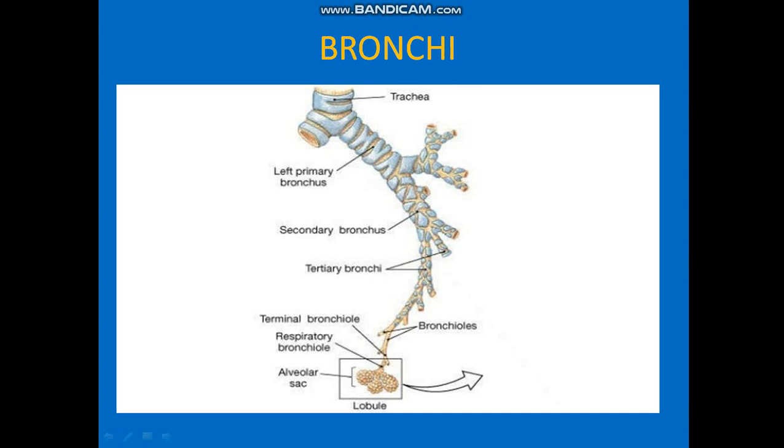Tertiary bronchi, when they further divide, form a smaller structure, bronchioles, where there is no cartilage present. Bronchioles divide and redivide to form a respiratory bronchiole. A respiratory bronchiole leads into alveolar bronchiole, which enters into alveolar sac.